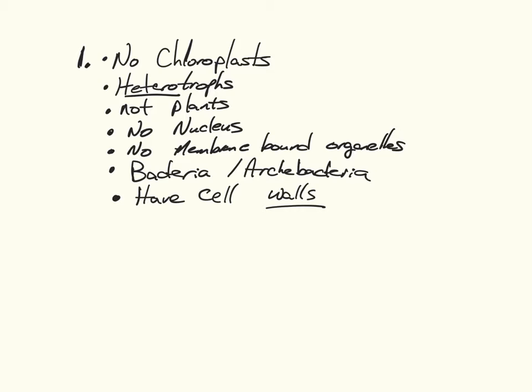But just for the record, prokaryotes or bacteria have cell walls. They're made of different stuff than plant cell walls. Remember, plant cell walls are made of cellulose. These are usually made of peptidoglycan, but that's all right.